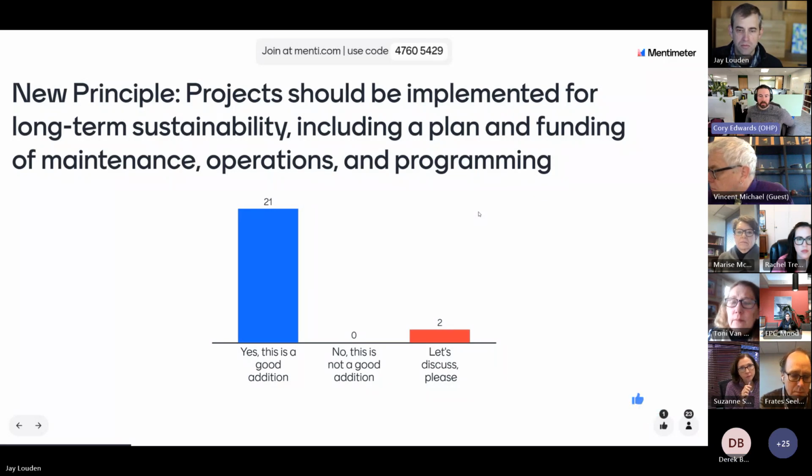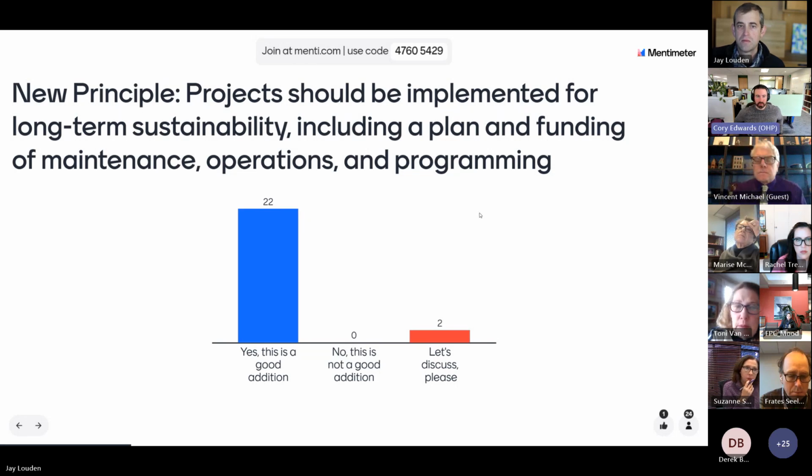Yeah, similar thinking. This is something all projects should do. I don't know that this helps us weigh or evaluate projects. It's more of an operational, good thing to do.